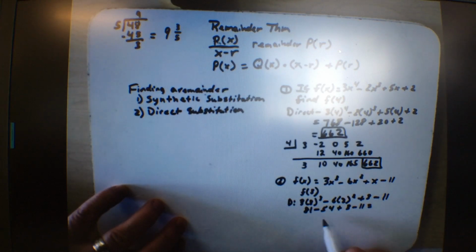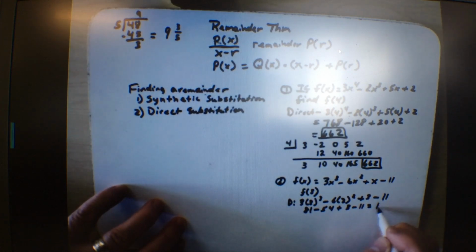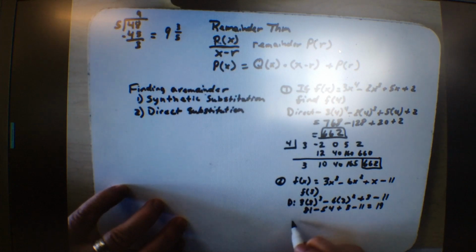What? I got 81 here. 54. Isn't 3 squared 9? 9 times 6 is 54. What'd you get? 19. So then synthetic, I'm going to put 3 in the box.